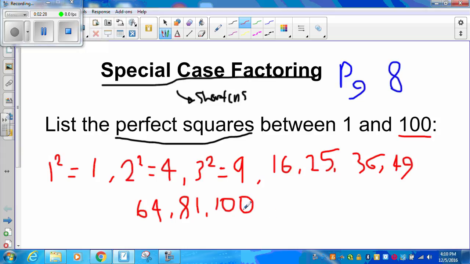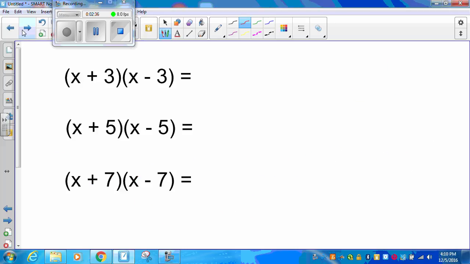Isn't that interesting? Now, why do I care about these numbers, and what do they have to do with these special case factoring problems? Well, I'd love to show you. If you take a look here at these problems, I will do the first one for you. You know how to do this. We're going to use the box method. Or, if you're really good at this, perhaps you know the shortcut by now.